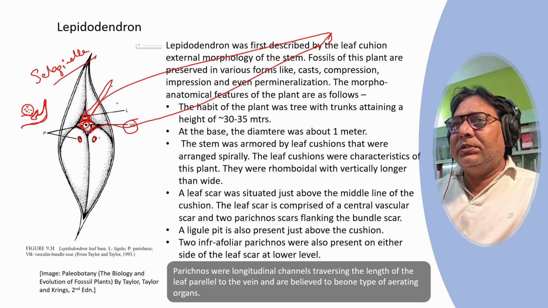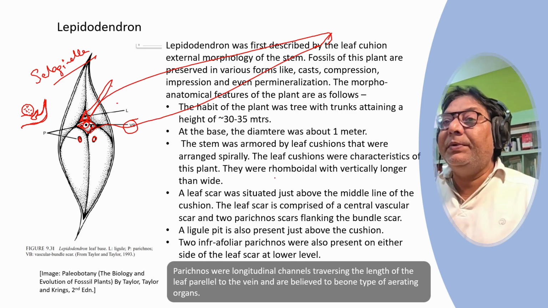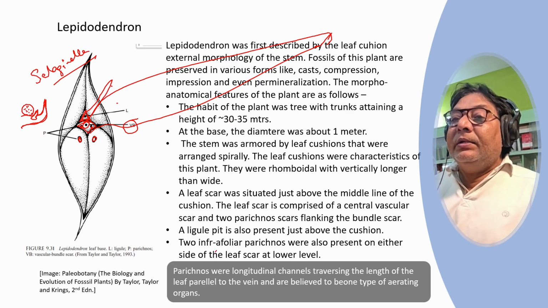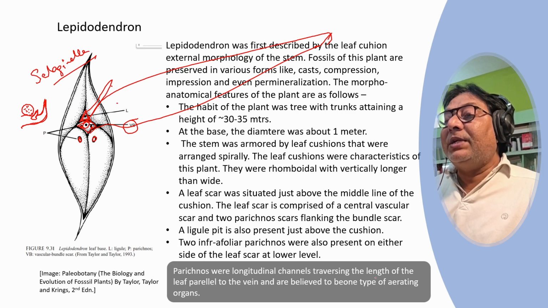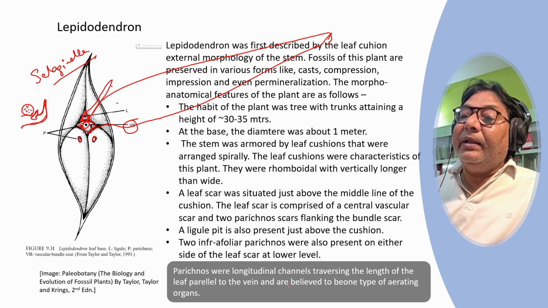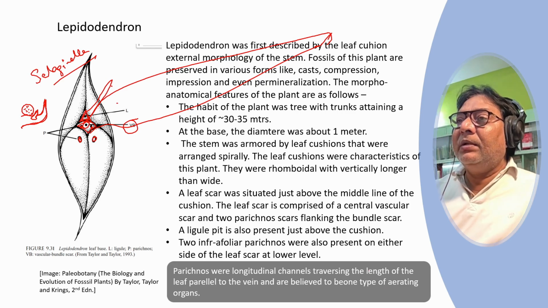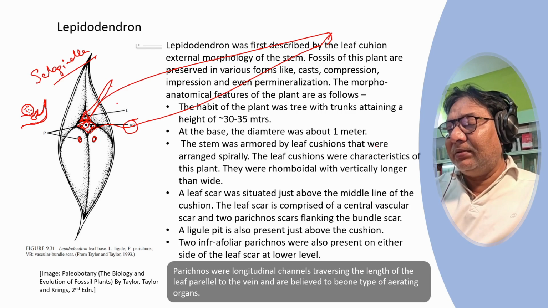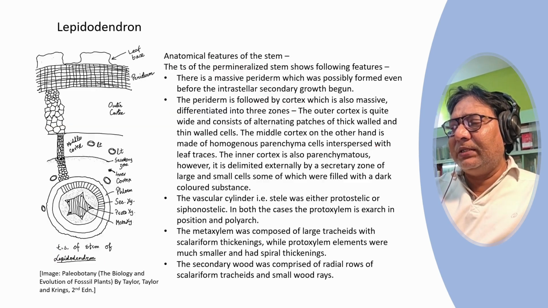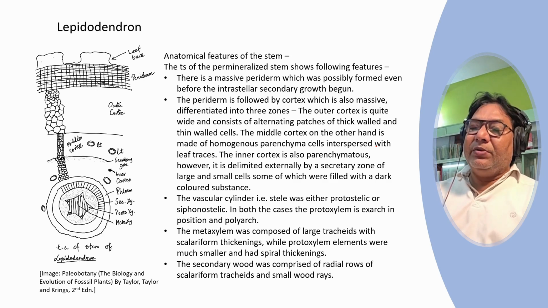So this is the structure of the cushion of Lepidodendron. So what are pericnose? Pericnose were longitudinal channels traversing the length of the leaf parallel to the vein and are believed to be one type of aerating organs. Aerating organs mean gaseous translocation; gaseous movement used to take place through pericnose.